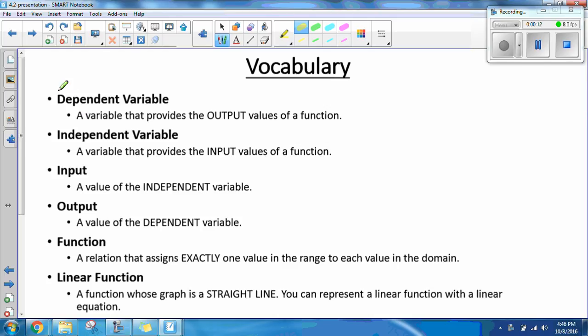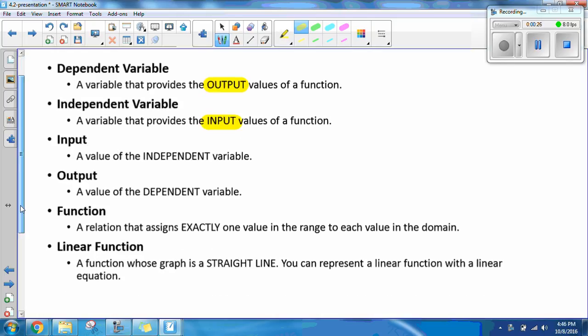Some vocabulary. A dependent variable is a variable that provides the output values of a function. The independent variable is a variable that provides the input values of the function. The input is a value of the independent variable. The output is a value of the dependent variable. A function is a relation that assigns exactly one value in the range to each value in the domain.